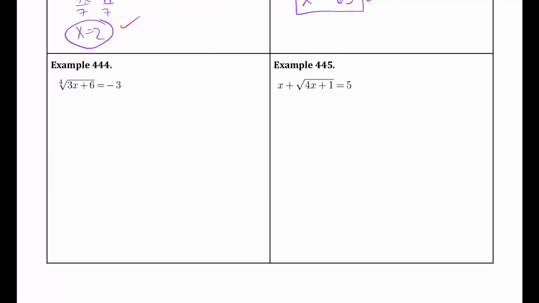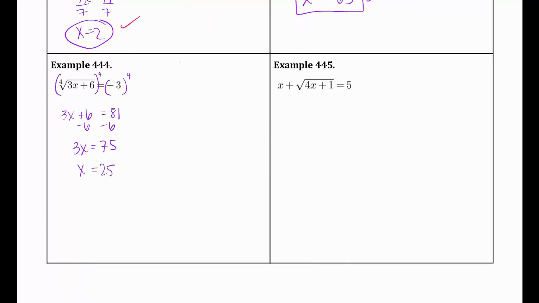All right, for number 3, we have the 4th root, so we will have to check our answers here. To get rid of that 4th root, we raise it to the power of 4, and I end up with 3x plus 6 equals negative 3 to the 4th, which gives me 81. If we solve this, if we subtract 6, we get 3x equals 75, or x equals 25.